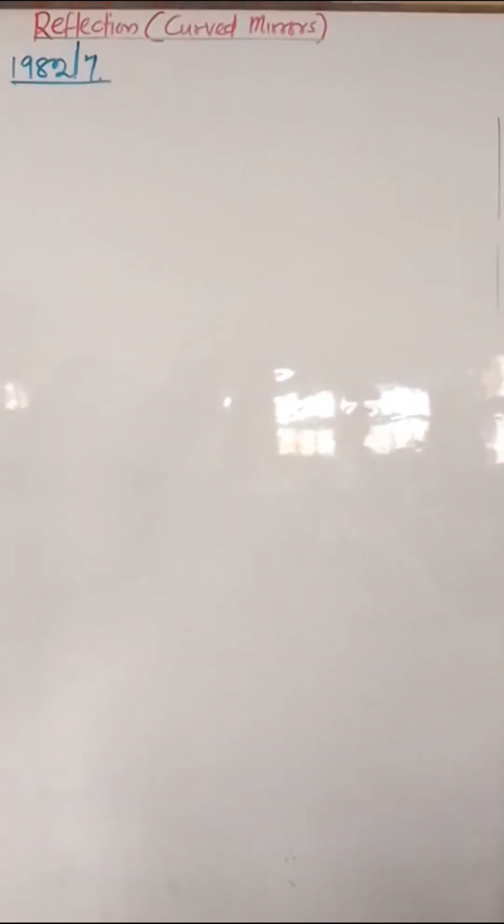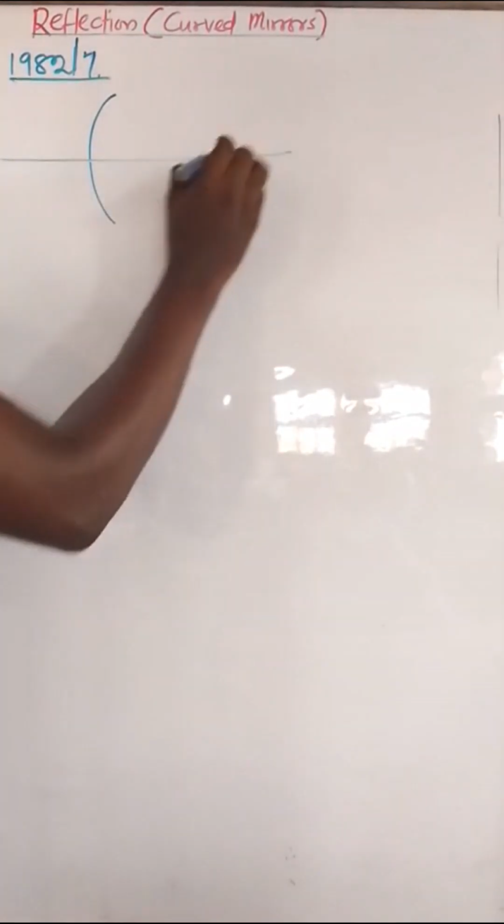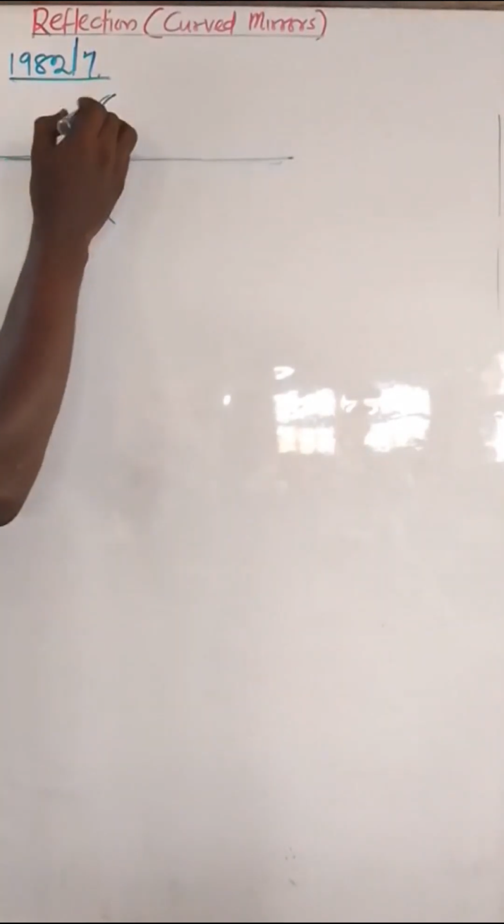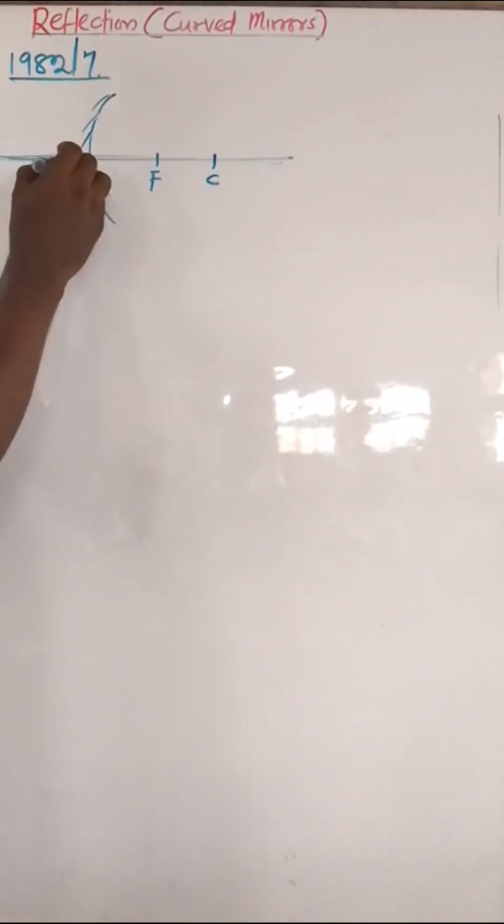Let's move to the next question. 1982, question 7. In order to produce a parallel beam of light, a lamp is placed at a distance from the concave mirror equal to what? This is the center of curvature, this is the principal focus, this is the pole.